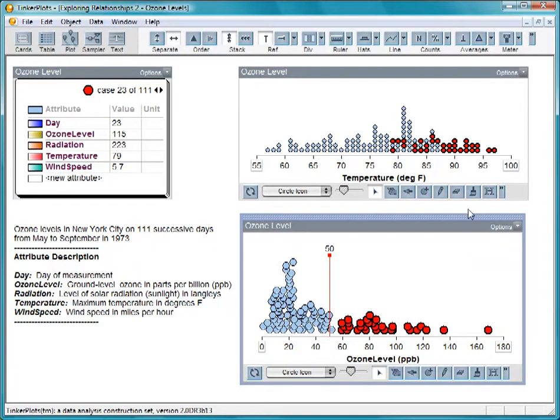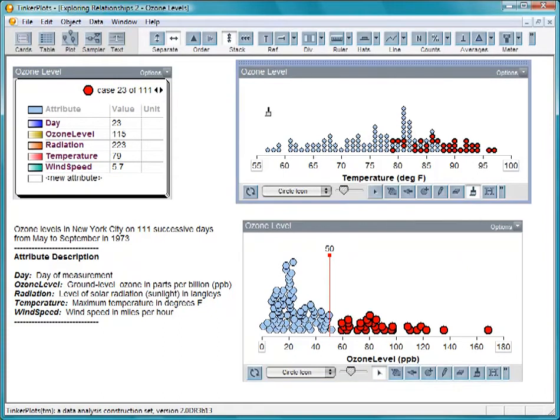Using the brush tool is another powerful way to detect trends. Click on the brush in the temperature graph and click and hold the mouse button to highlight the days starting with cooler temperatures and moving to the right toward higher temperatures. Pay attention to what's happening in the graph of ozone levels below.